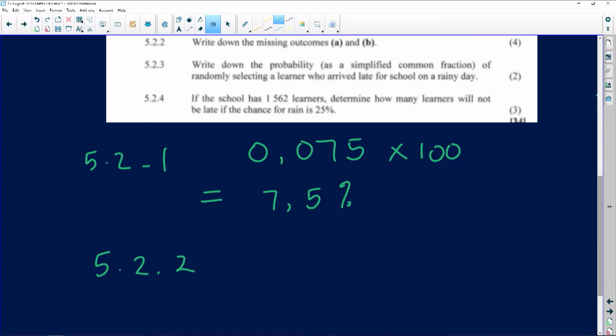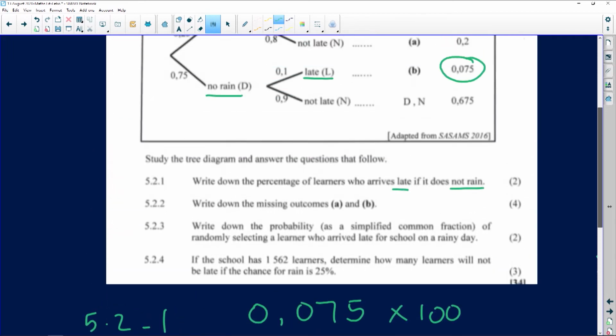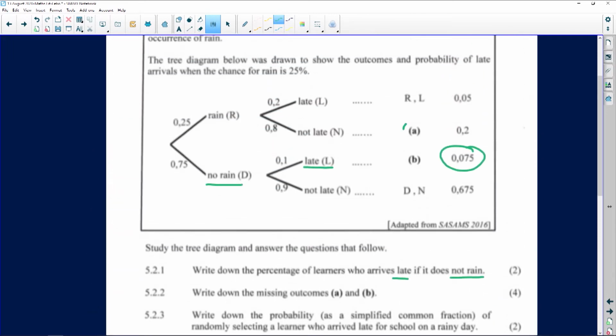The next question says, write down the missing outcomes A and B. Let's look at where A and B are sitting over there. That's A and that's B. And I'm going to try and now find the outcomes. How am I going to find the outcomes? I'm going to copy the rest of the stuff that was given to me. And I say to you guys, you just look at those little keys over there. So for A, it would be rain, not late. So it would be RN.